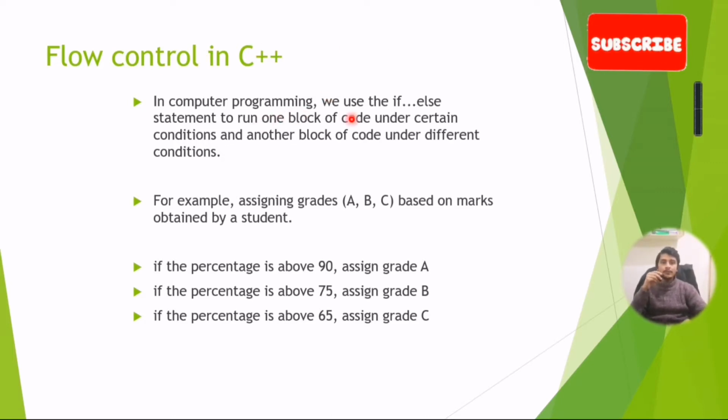In computer programming, we use the if-else statement to run one block of code under certain conditions and another block of code under different conditions. For example, assigning grades A, B, C, D based on the marks obtained by a student. If the percentage is above 90, assign grade A. If the percentage is above 75, assign grade B. And if the percentage is above 65, assign grade C. So if we are going to choose different blocks of code in a C++ program, then we use flow control, the if or else statement.